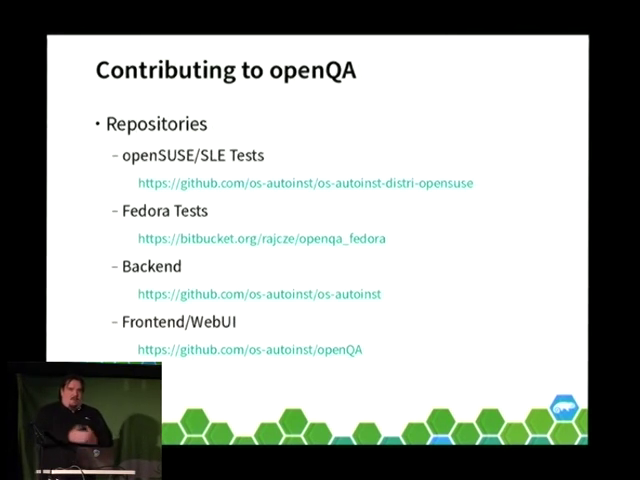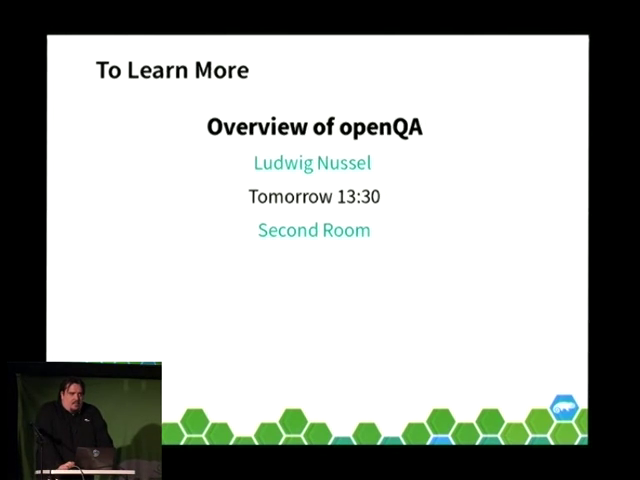The backend, which is OS Auto Inst, the original part of openQA, is in the OS Auto Inst folder. And the web UI is what we actually call openQA in the Git repository, and that's where all of that web front-end stuff is, the website, the logging in, the live streaming video, all of that. I don't want to go into too much detail about that because Ludwig is talking about this in much more detail tomorrow. So if you want more of the architecture and how openQA is all put together, Ludwig's talking about it at 1:30 in the second room, just over there.